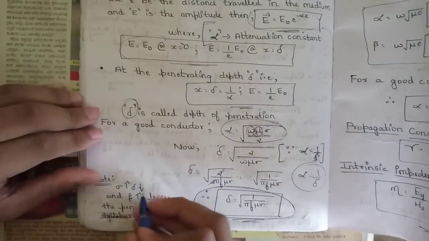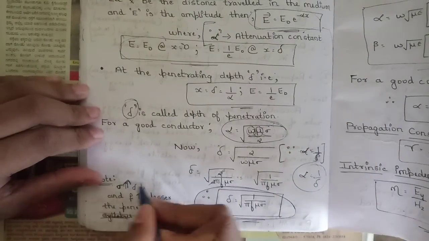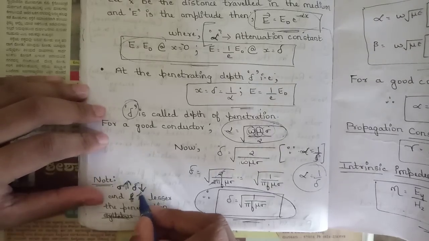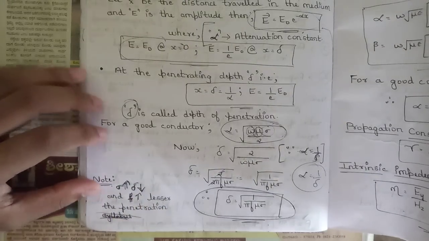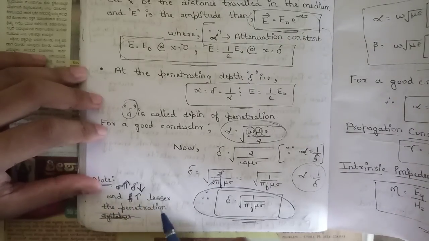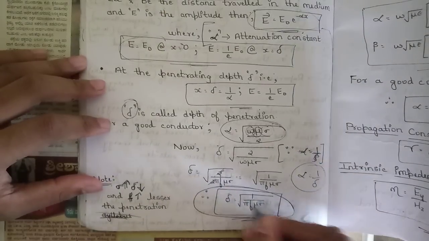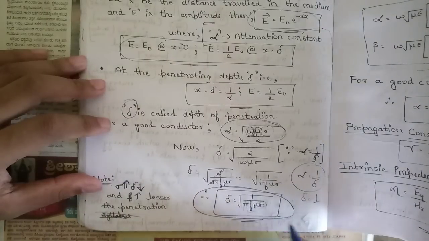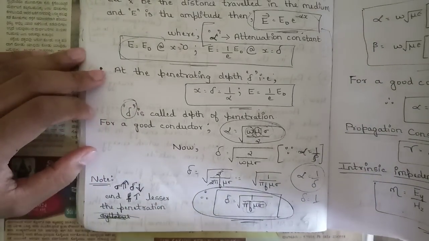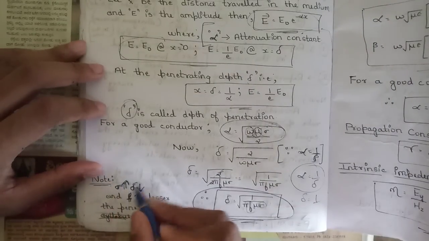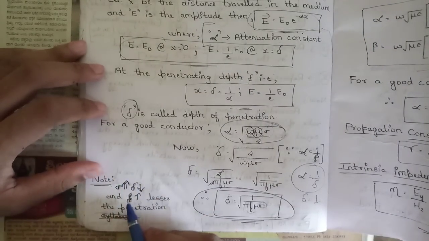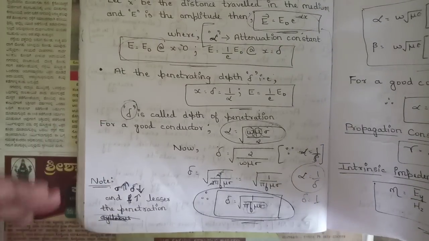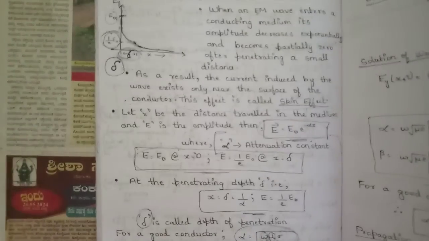Also we can note a few things: whenever the conductivity increases, the depth of penetration decreases, and when the frequency increases, the penetration is lesser. The more the frequency, the lesser the penetration, because delta is equal to 1 by something, so they are reciprocal and inversely proportional to each other. So whenever the conductivity increases, the depth of penetration decreases, and whenever the frequency increases, the depth of penetration is always less. So this was a simple derivation of the skin effect and depth of penetration.